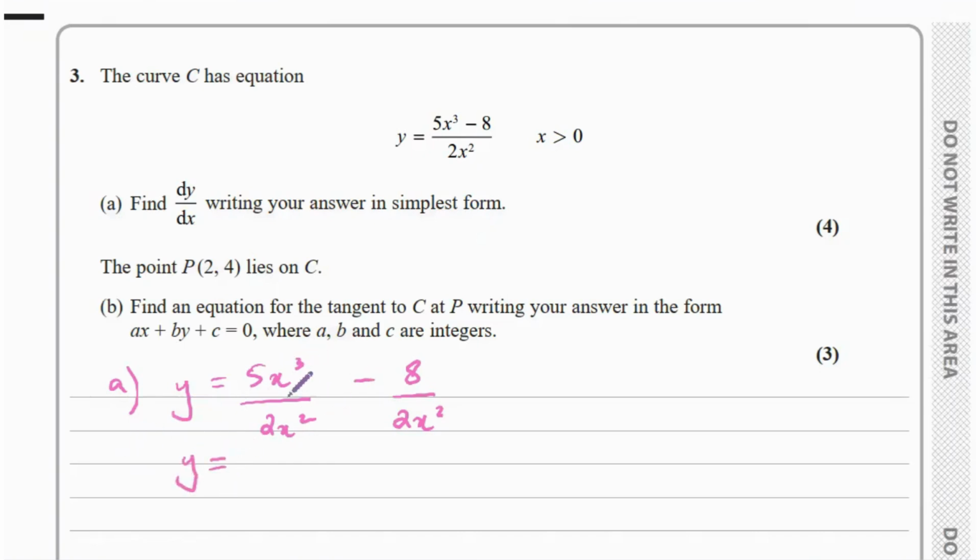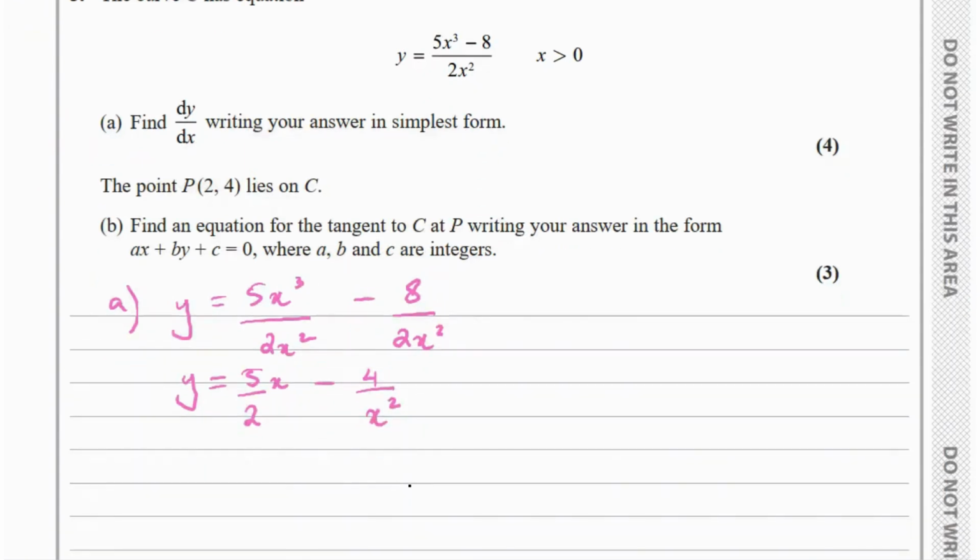Now we know 5x cubed divided by 2x squared is going to be 5 over 2 and then x in the numerator. Since 8 over 2 is 4, it's going to be 4 over x squared. This is your simplified equation, and now we're going to differentiate this. So as you know, for differentiation, we bring the power down and then we subtract 1 from the original power. So x has a power of 1. So 5 over 2 times x to the power of 1 minus 1.